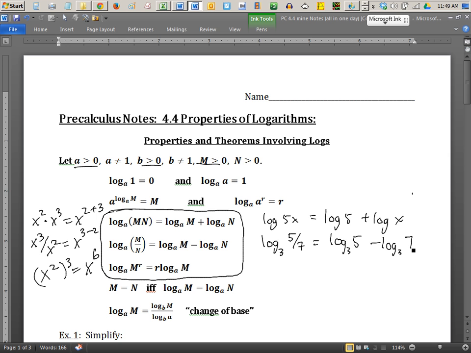Or if you ever see something like log base 2 of 4 cubed. Let's not use base 2. Let's use log base 7 of 4 cubed. If you ever see that, you have my full permission to just move this 3 out front. So it's 3 log base 7 of 4. Just move the 3 out front. That's actually what this rule is letting you do. It just has a little r up here, and now the r's up front, see?